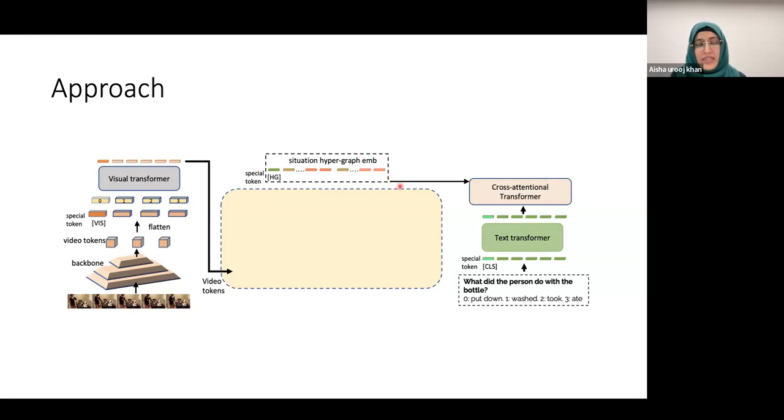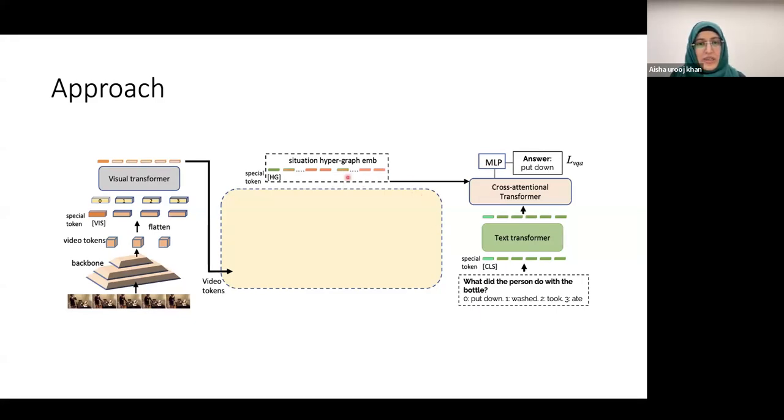For that purpose, we take the hypergraph embeddings here and the question features here, and we use a cross-attentional transformer, which uses attention between the graph tokens coming out of the video and the question tokens, to give us some output features. The output features coming out of this cross-attentional module will have information both from the situation hypergraph as well as the question. Those features are passed through an MLP to predict the right answer.